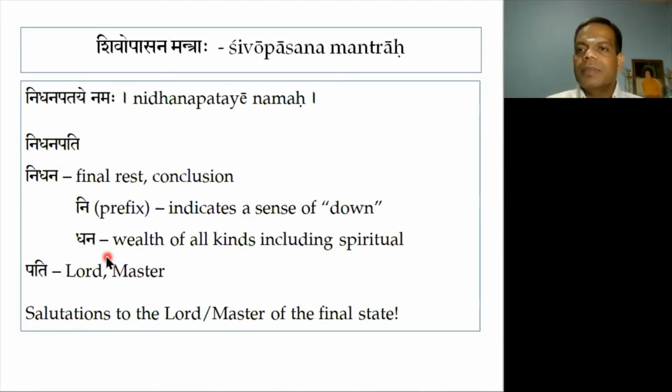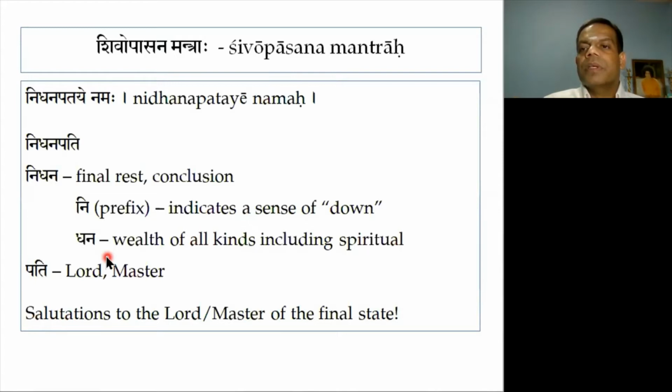Then we look at the word dhana. Dhana means wealth. Wealth of all kinds. It can be monetary wealth, education, knowledge, vidyadhanam. So there are various kinds of wealth. You can think of these as all the resources available in this world for us to live a good life. So dhanam is anything with which we can lead a life. All the implements, all the resources, all the skills, all the knowledge which God has given is dhana. You can say Ashtalakshmi.